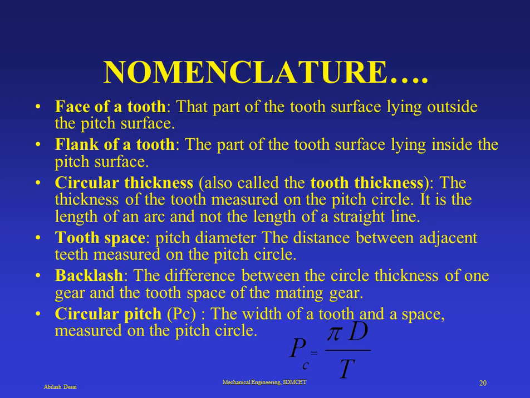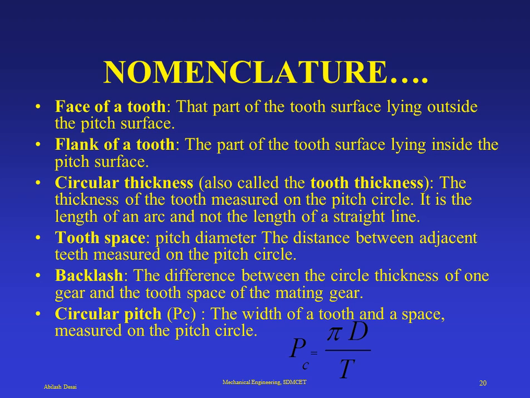Then the face of the tooth is the part of the tooth surface lying outside the pitch surface, and the flank of the tooth is the part of the tooth surface lying inside the pitch surface. Circular thickness, also known as the tooth thickness, can be measured on the pitch circle. Just now we saw it is the length of an arc, and not the exact length of a straight line. So that is the tooth thickness.